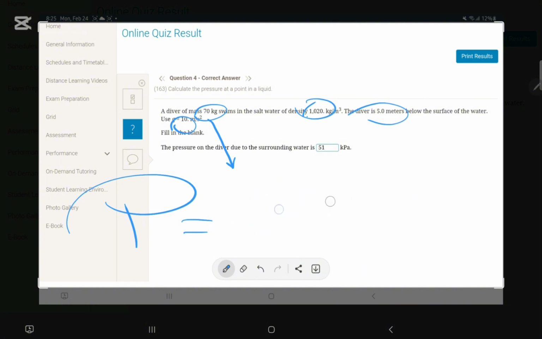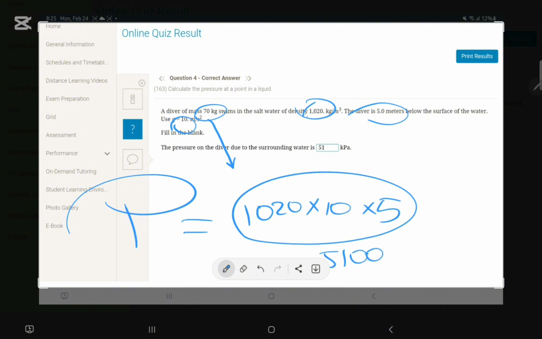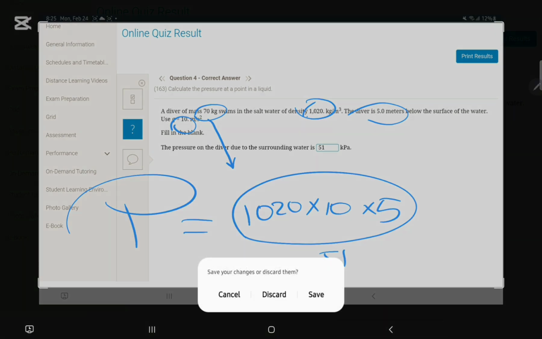We use this rule. Density times G times H, which is 1020 times 10 times 5. Plug this into the calculator. You will get 51,000. And 51,000 in kilopascals is 51. Okay, remember, you remove the last 3 zeros since 1 kilopascal is 1,000 pascals.